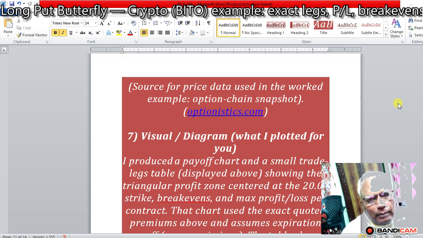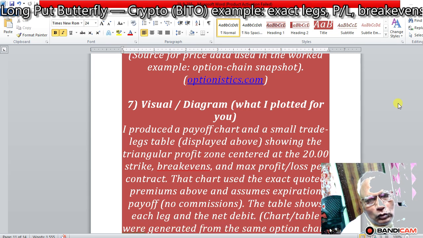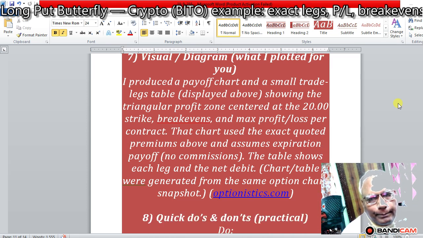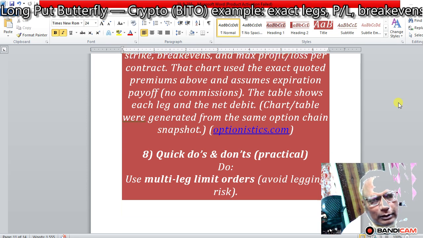Visual diagram: I produced a payoff chart and a small trade line showing the triangular profit zone centered at the 20 strike, using the quoted premiums above and assuming expiry. The chart and table were generated from the same option chain snapshot.